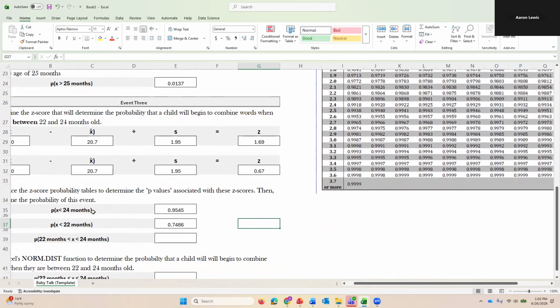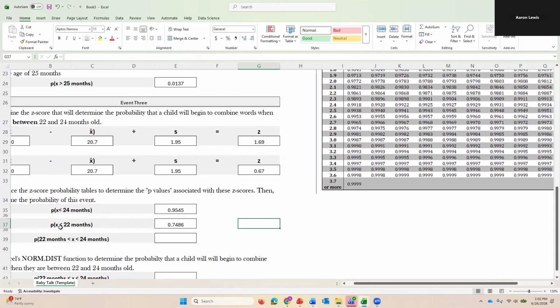This probability accounts for everything below 24 months, which means it would include everything from 1 month all the way up to 24. This is the probability below 22 months, which includes 1 to 22. So both of these probabilities include the range of 1 month. If somebody magically started speaking in sentences the moment they were born it would be impressive, but it includes the same range of 1 month all the way up to 22 months in both of them. We don't want that.